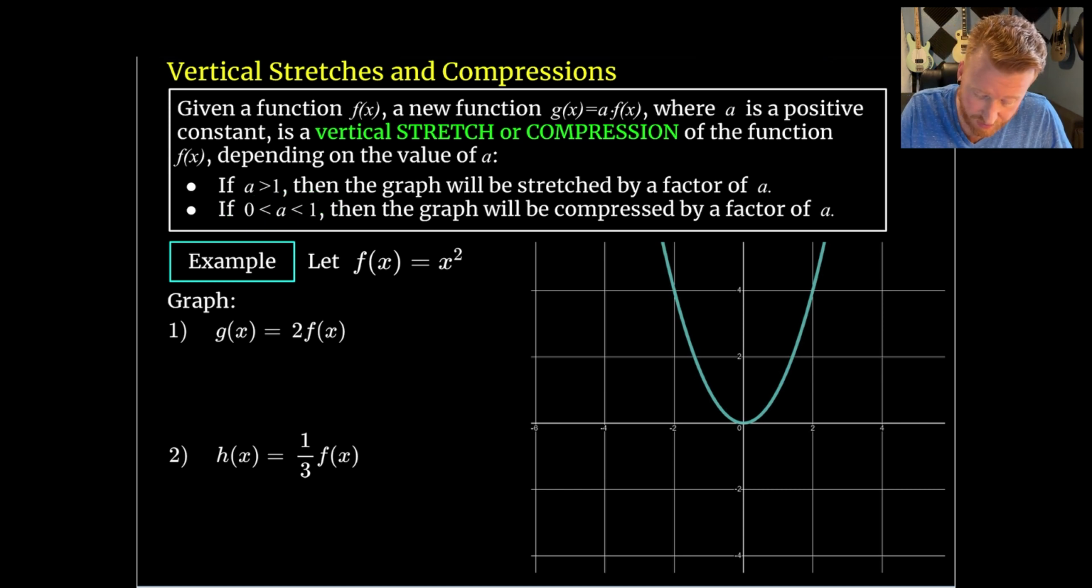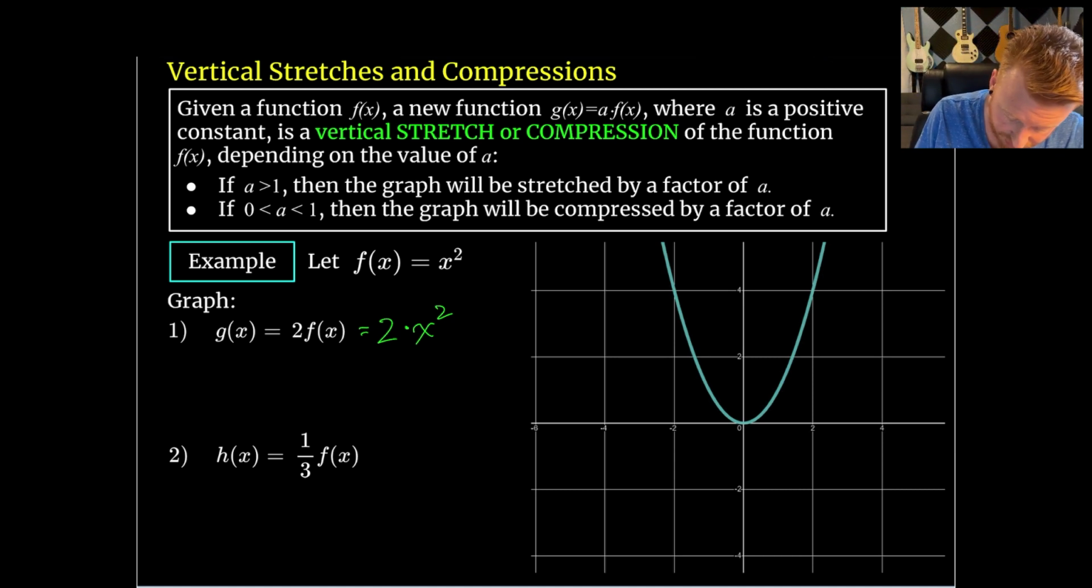So let's look at an example here and see how we can manipulate the graph that we are starting with. So here we have f of x equals x squared again. If I'm looking for some new function, g of x, well, this would be 2 times x squared. So what this is saying is, find whatever x squared is, and then multiply it by 2, which means all of our outputs will be multiplied by 2, which means we're going to stretch them up by a factor of 2. So let's see explicitly what happens here.